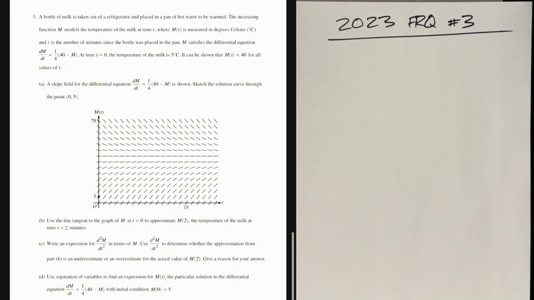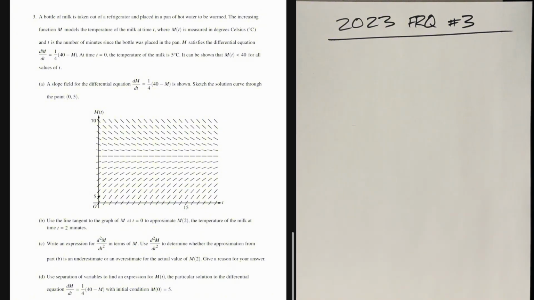But let's get started. Question number 3, it says a bottle of milk is taken out of a refrigerator and placed in a pan of hot water to be warmed. The increasing function m models the temperature of the milk at time t, where m of t is measured in degrees Celsius and t is measured in minutes since the bottle was placed in the pan. M satisfies the differential equation dm/dt equals 1/4 times (40 minus m). At t equals 0, the temperature of the milk is 5 degrees Celsius. It can be shown that m of t is less than 40 for all values of t.